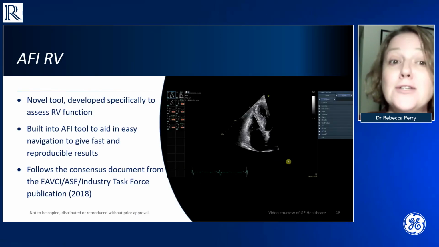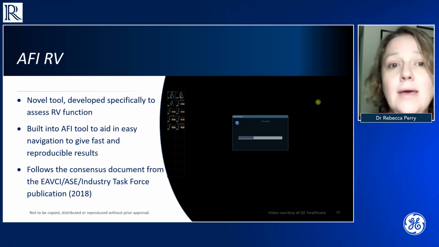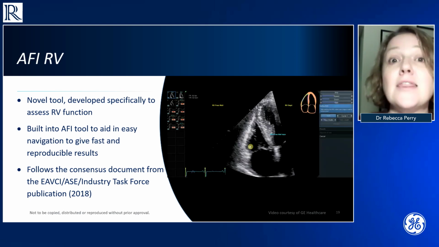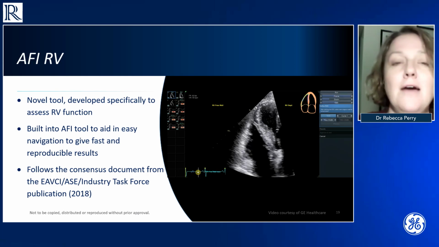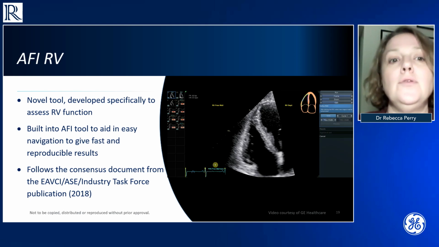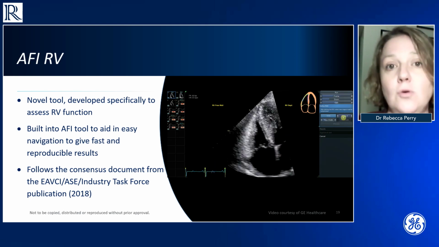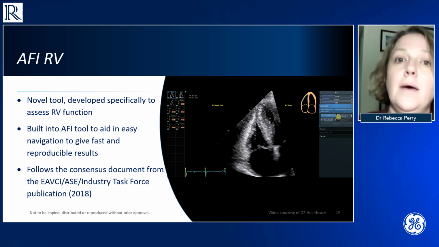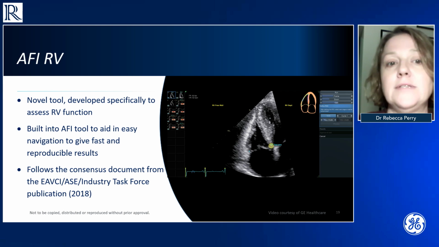So let's have a look at the tool in action. For anyone who's used the AFI package before, it's very, very similar. It's a three-click acquisition. You can choose which beat you'd like to use, and then you just place your placement on the basal free wall and on the septum, on the RV side, and the RV apex.